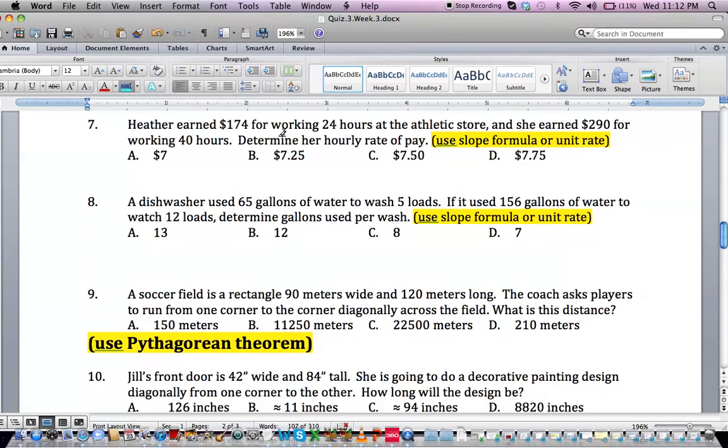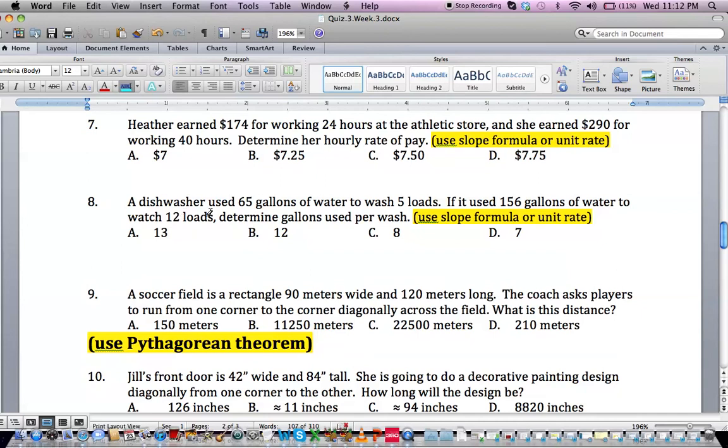Number 7. Heather earned $174 for working 24 hours at the athletic store. And she earned $290 for working 40 hours. Determine her hourly rate of pay. Now, I'm giving you 2 options here. You can use the slope formula, which was listed at the top of your hard copy. You can go back and look at the slope formula. And you can do that by getting your ordered pair. All right. Or you can just do unit rate. Either way that you want to do it, I'm giving you a choice. You're still going to get the correct answer, but you must show your work and show us how you got it done, okay? You got to show your work.